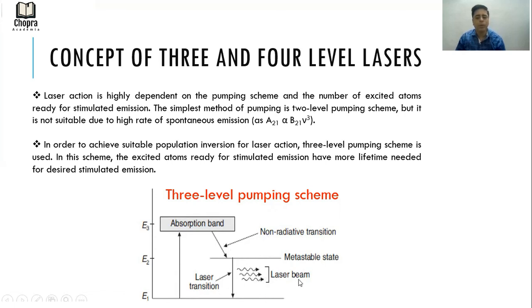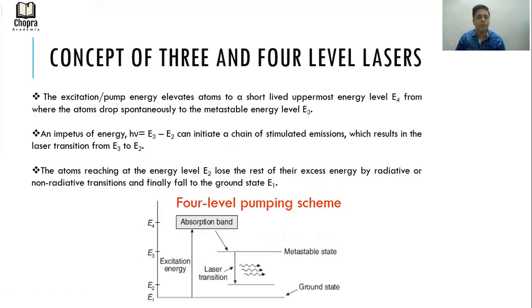Next we'll go for the four-level laser, four-level pumping scheme. Now the excitation or the pump energy elevates atoms to a short-lived uppermost energy level E4, from where the atoms drop spontaneously to the metastable energy level E3. An impetus of energy h nu equal to E3 minus E2 can initiate a chain of stimulated emissions, which results in the laser transition from E3 to E2. The atoms reaching the energy level E2 lose the rest of their excess energy by radiative or non-radiative transitions and finally fall to the ground state.